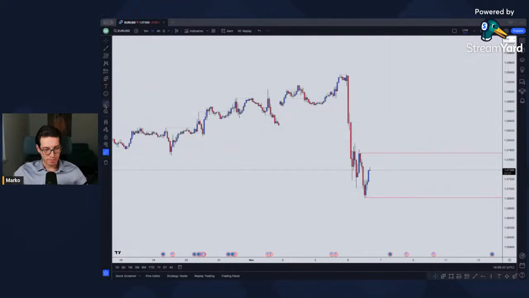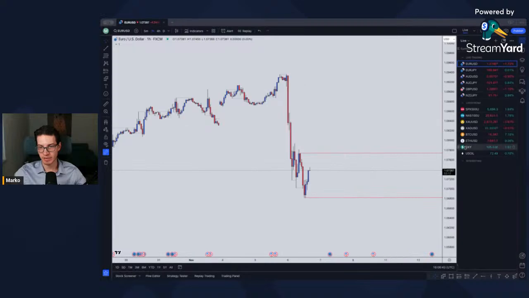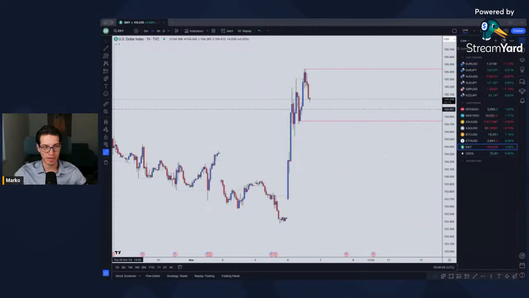The move we got was bigger than the forecast from Thales. It was around 200 pips. So he said 100 to 150. It was a bit bigger, but yes, the dollar definitely gained strength, especially if you look at the DXY, the dollar index.